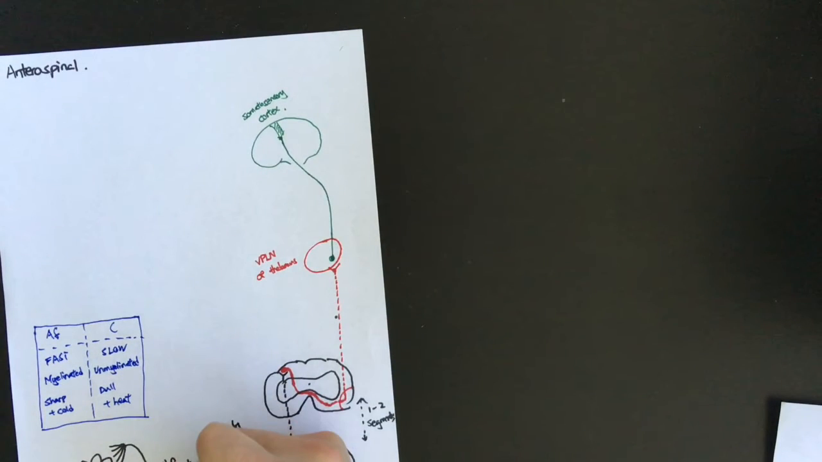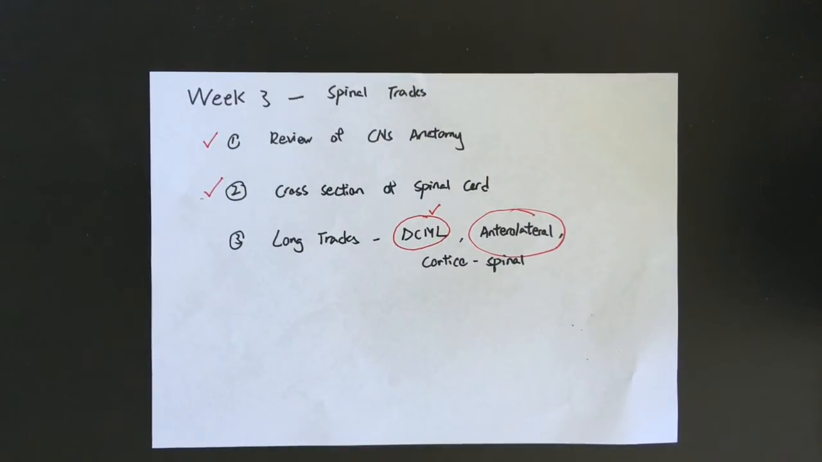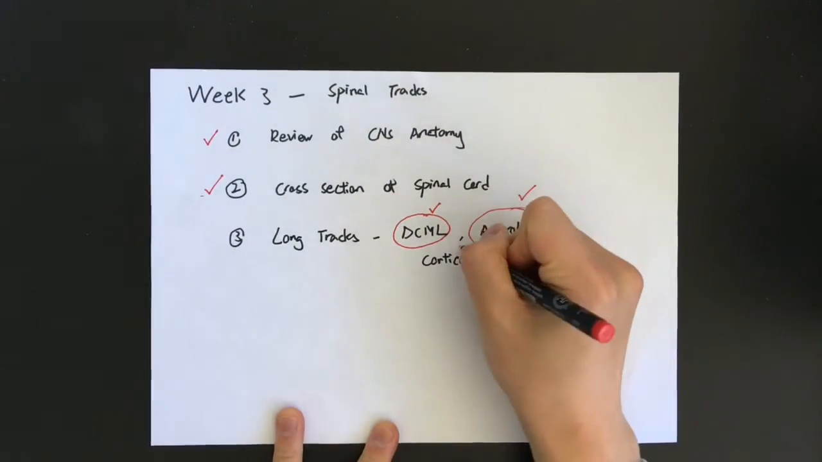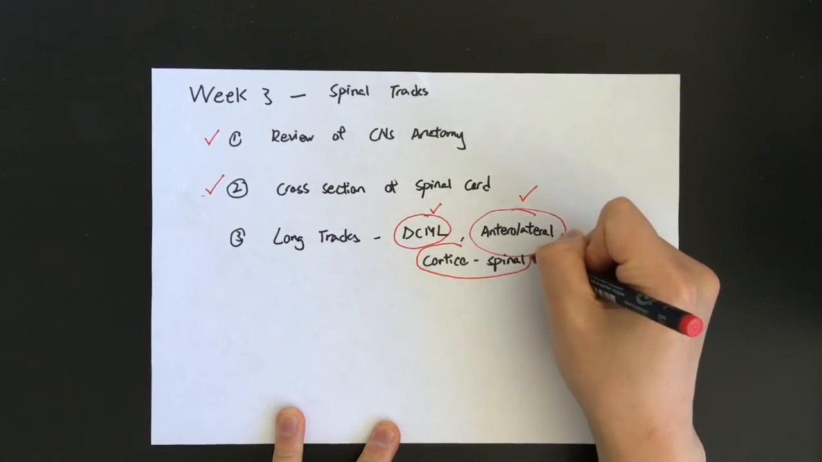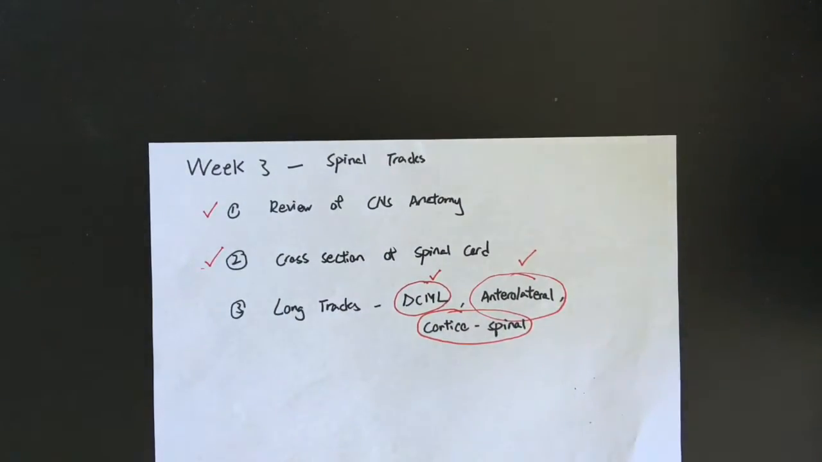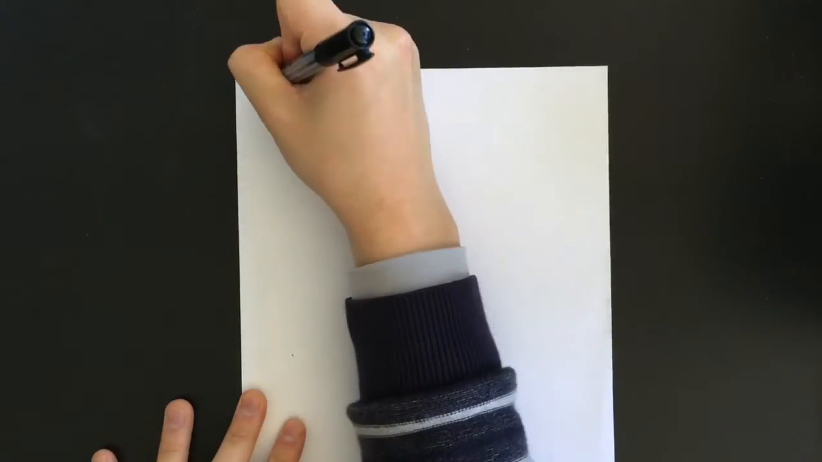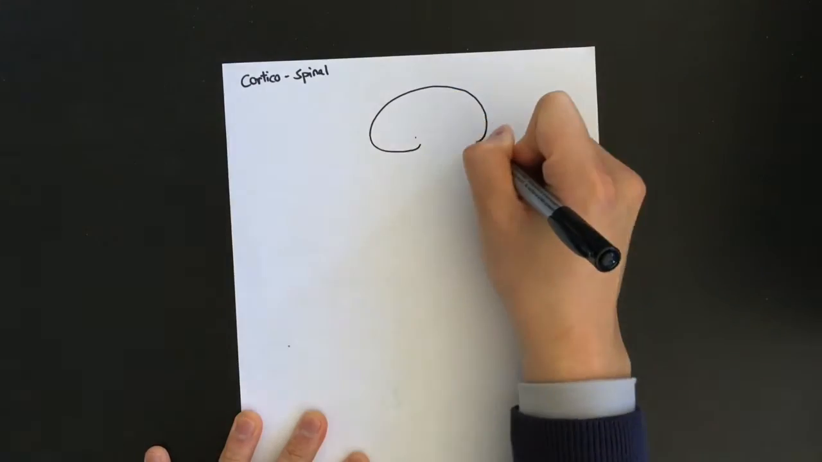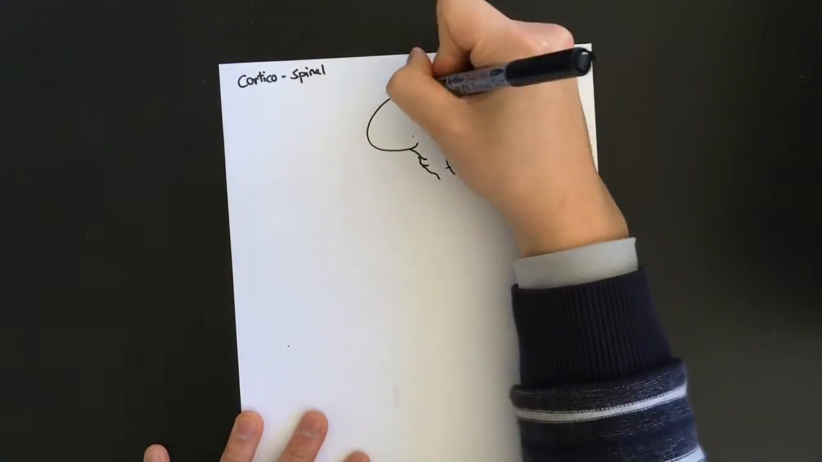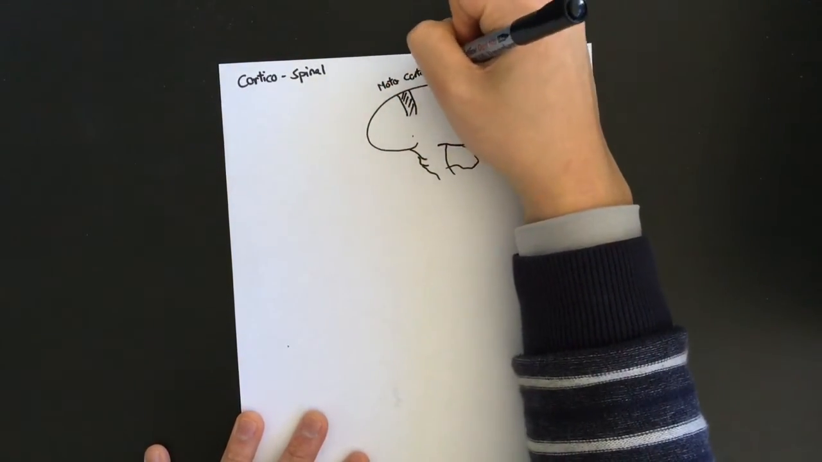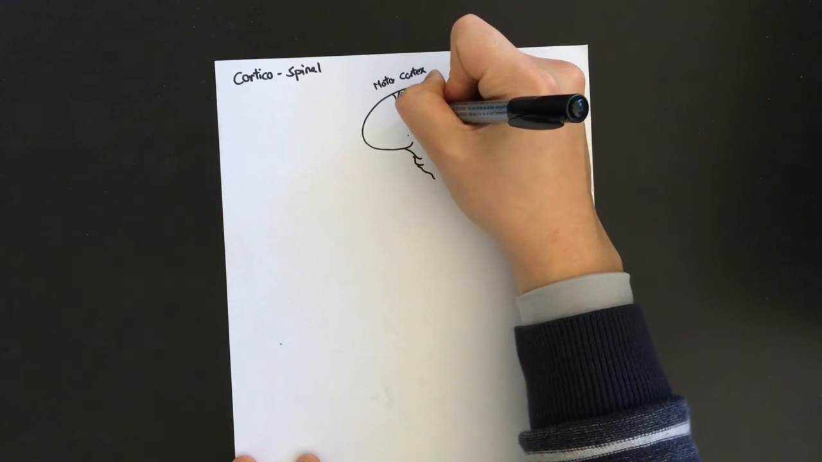Alright, so going back to this week's outline, so far we've looked at the dorsal column medial lemniscus, the anterolateral system, and now we're moving on to the corticospinal tract. The corticospinal tract is a little bit different from the 2 we've been talking about before. This only has 2 neurons in the pathway and is sending information from the motor cortex down to our muscles, hence is a descending tract.